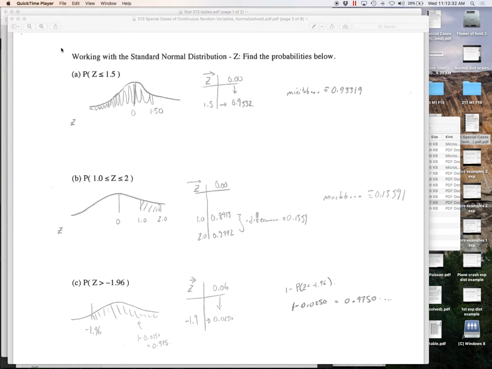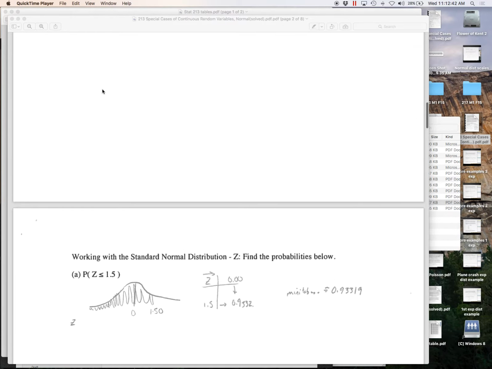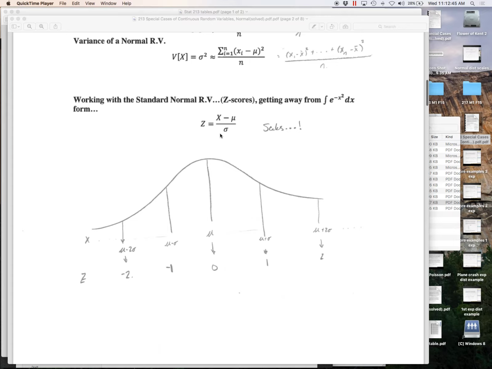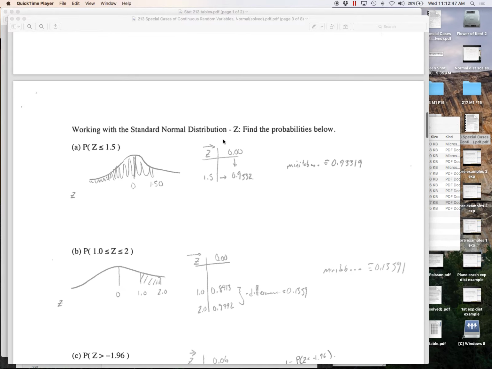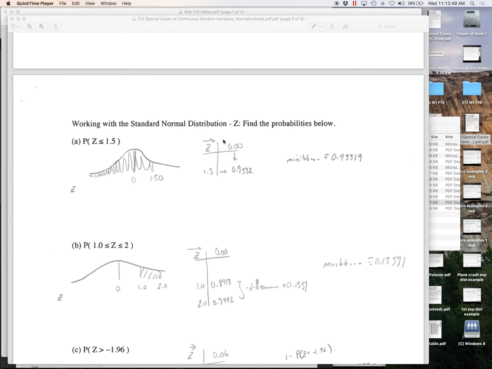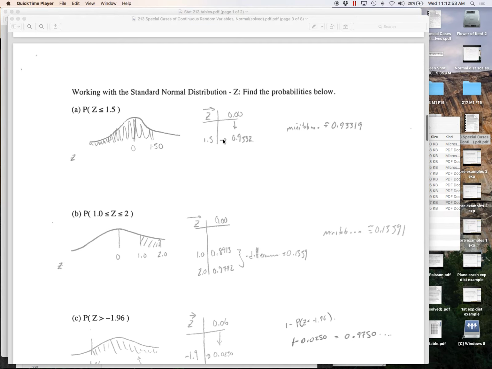So we can convert any normally distributed data set into a standardized distribution with a z-score using that formula I showed earlier, using this formula right here. All we need is to know what the average is and what the standard deviation is, and you can standardize any distribution you want, any normal distribution you want.